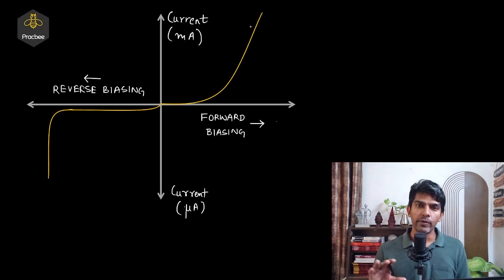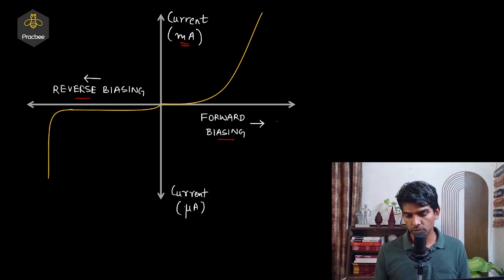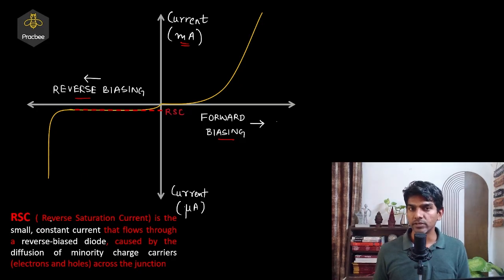So this is a typical diode characteristic. On the x-axis we have voltage, on the y-axis we have current. This is forward biasing, this is reverse biasing. As we increase the forward biasing voltage, the current increases and will be of the order of milliampere. In reverse biasing, as we increase the voltage, it acquires a nearly constant current which is of the order of microampere, and this constant current is known as reverse saturation current. It is due to the diffusion of minority charge carriers.